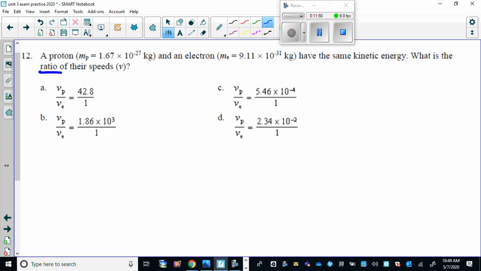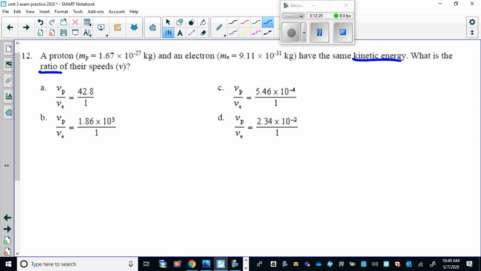The key word here is the ratio. Anytime they're asking for a ratio, then you can just assign arbitrary numbers to, for example, the kinetic energy. Because you're going to look at this question, you're going to say, well, I just have the mass, I don't have the velocities, and I don't have the kinetic energy. Where do I go from here? But since they just want a ratio, and they say that the proton and the electron have the same kinetic energy, what is the ratio of their speeds? So before we actually do the calculation, let's just talk about what kind of answer we may get.